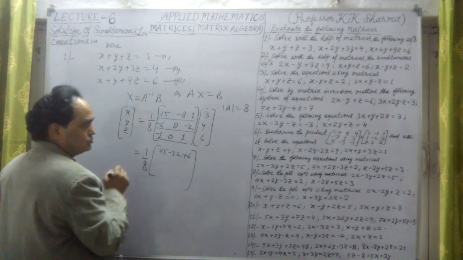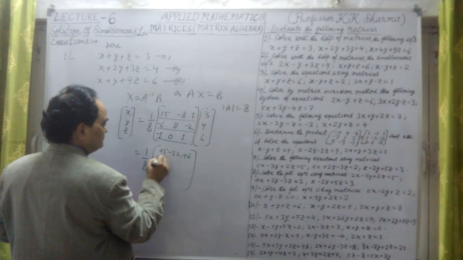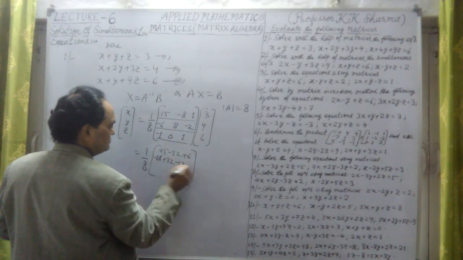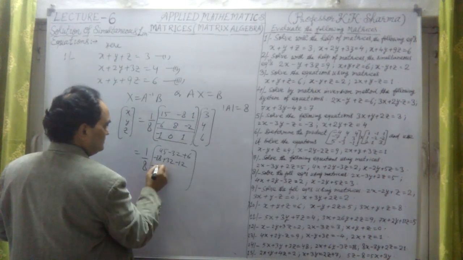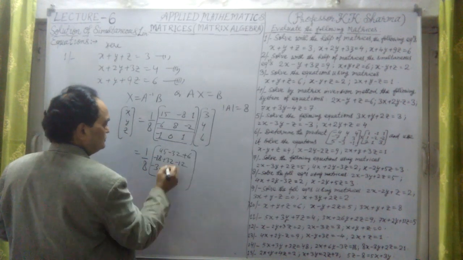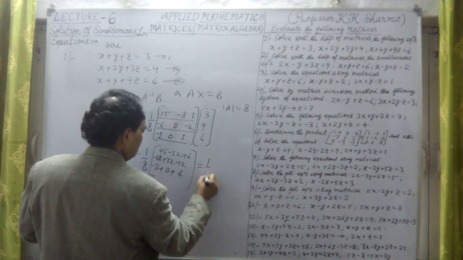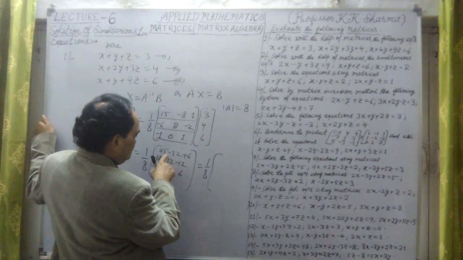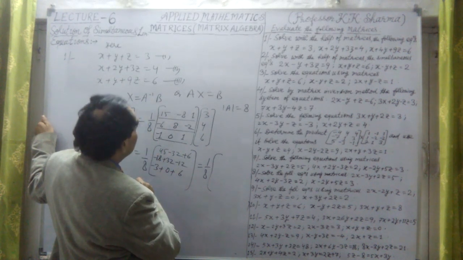Now let us take the second row. Corresponding multiplication: minus 6 into 3 is minus 18, 8 into 4 is 32, minus 2 into 6 is minus 12. And now the third row: minus 1 into 3 is minus 3, plus 0 into 4 is 0, plus 1 into 6 is 6. It will give us 1 upon 8 into 45 minus 32 plus 6, 45 plus 6, 51.